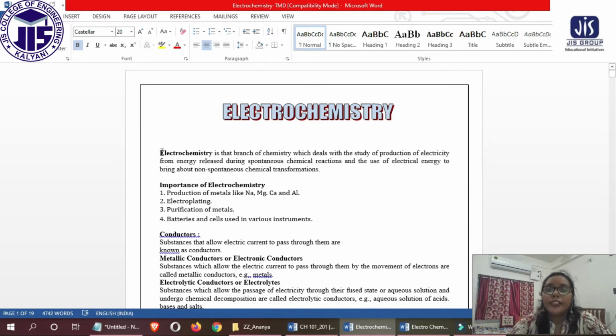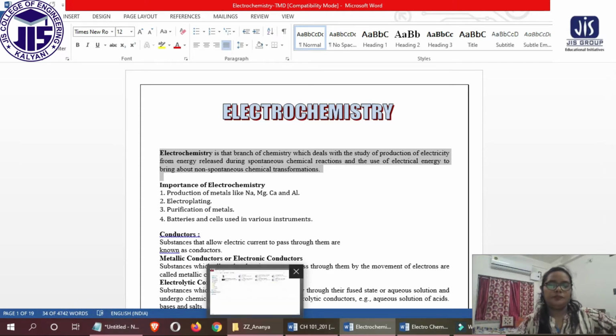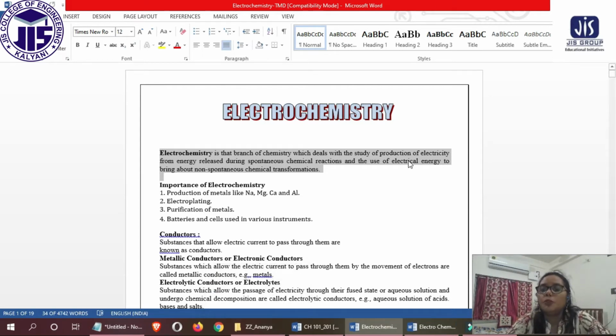Electrochemistry is the branch of chemistry which deals with the study of the production of electricity from energy released during spontaneous chemical reactions, and the use of electrical energy to bring about non-spontaneous chemical transformation. So, this is all about electrochemistry.